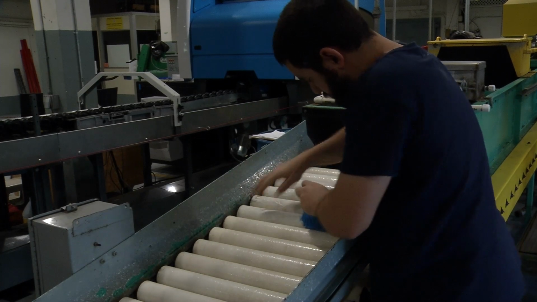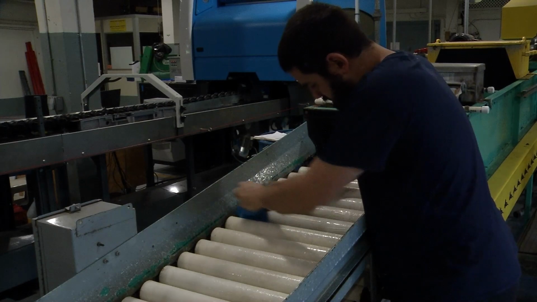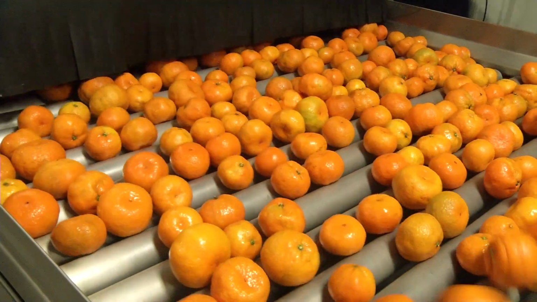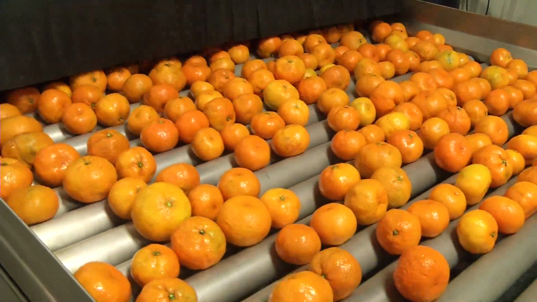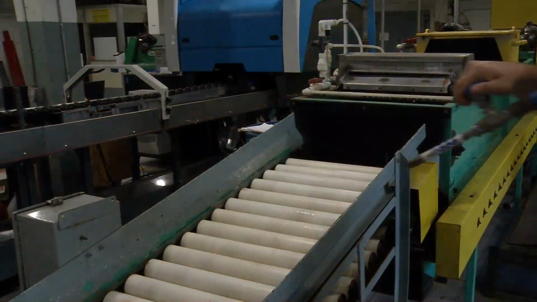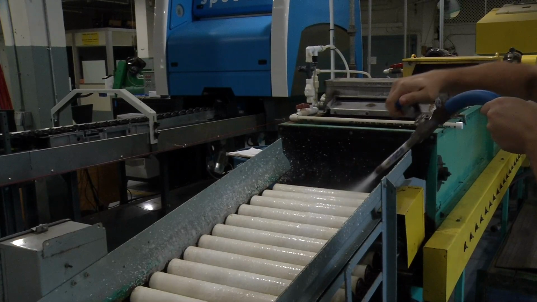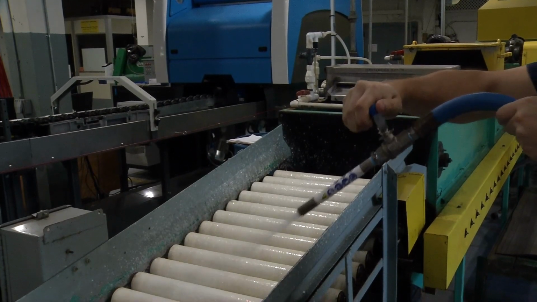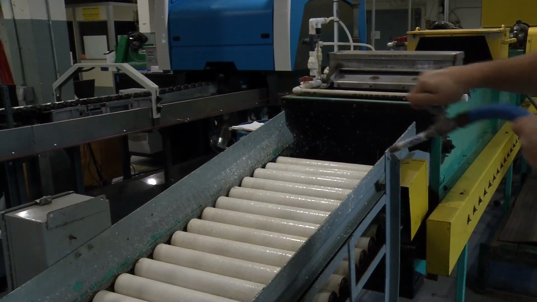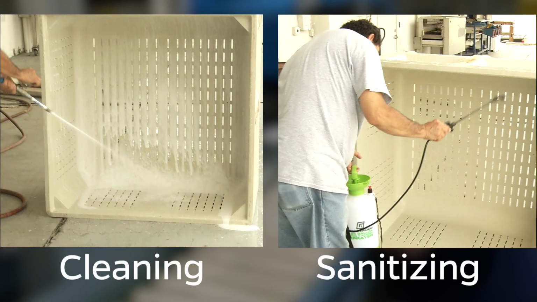Cleaning and sanitizing are two important steps that are needed to prevent food contact and non-food contact surfaces from becoming a source of contamination. Although the words cleaning and sanitizing are often used interchangeably, it's necessary to understand that they are two separate processes that serve different purposes.